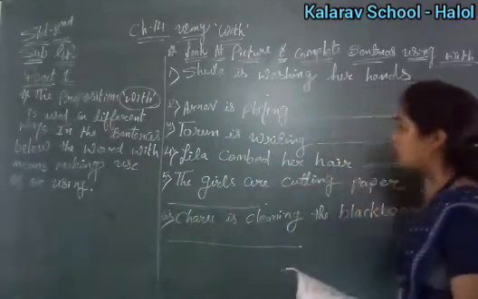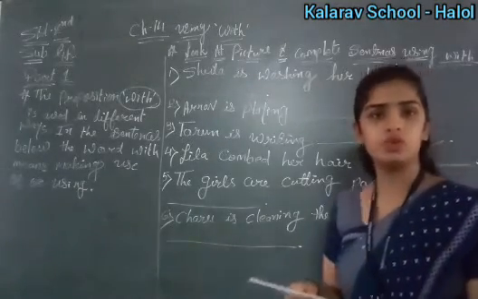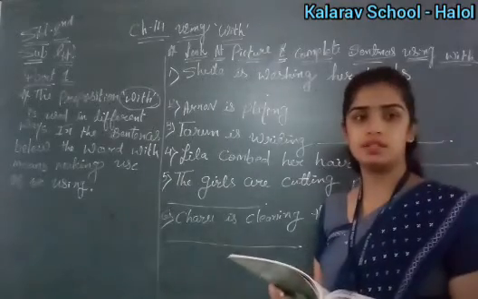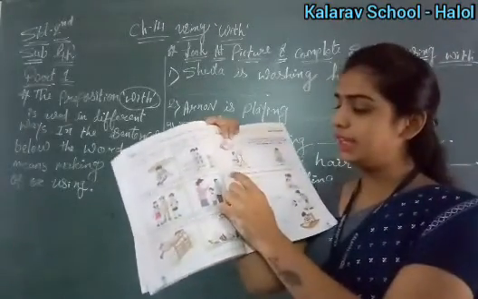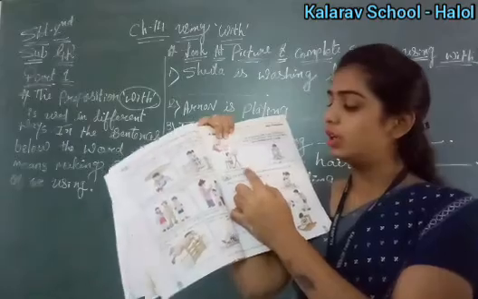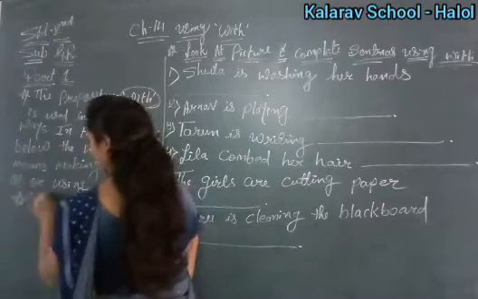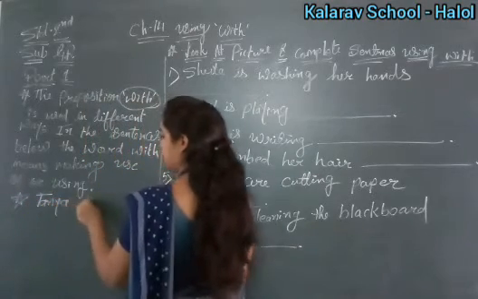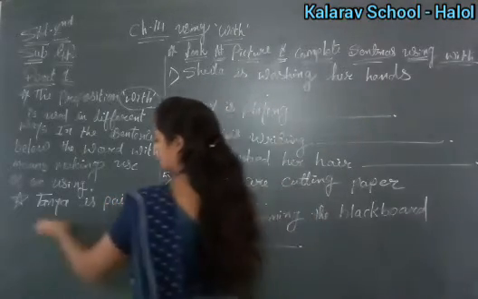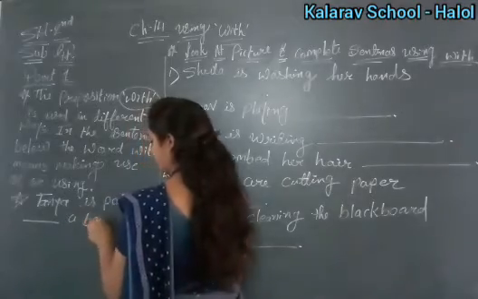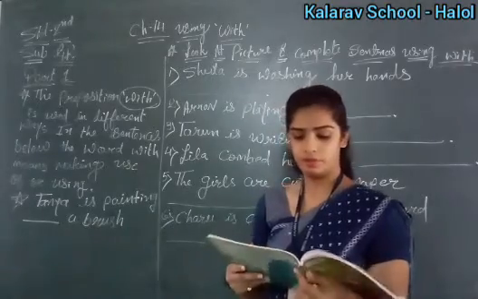Now see what is the next one. Here we have given some pictures and we have to see the pictures and make the sentences. First of all, see the example here. What is the first one? Tanya is painting dash a brush. Now here you can see a picture. What is written? Tanya is painting, like this it is written, painting with a brush.